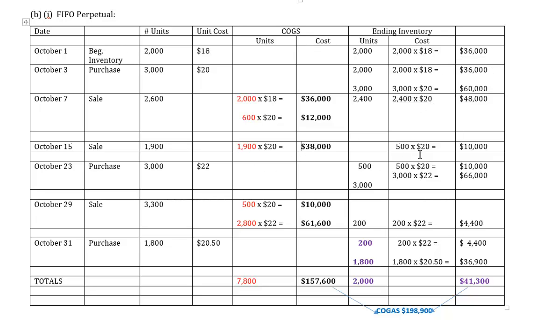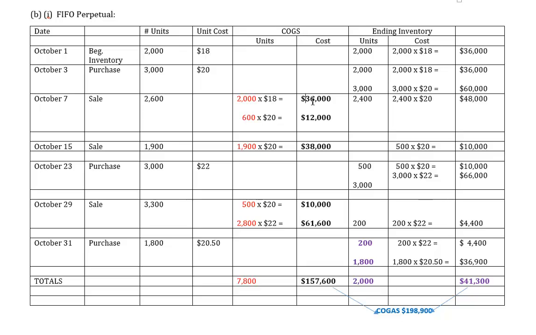So now my cost of goods sold on that sale is 38,000, right? So how many units do I have left? Of the 2,400 that I had at the end of October 7th, I've sold 1,900, so I've got 500 left at $20 a unit. So now my ending inventory is 10,000.